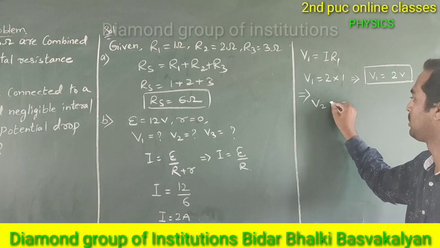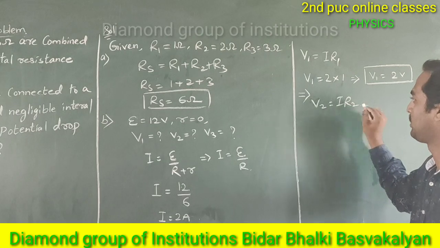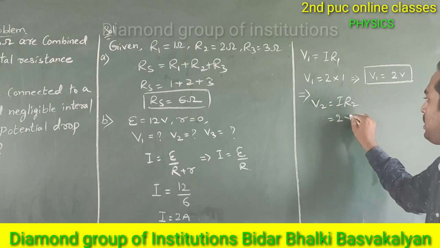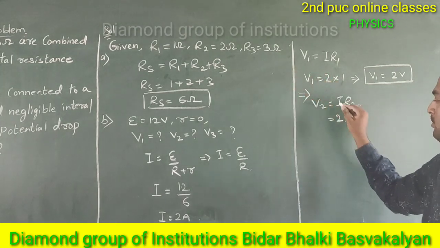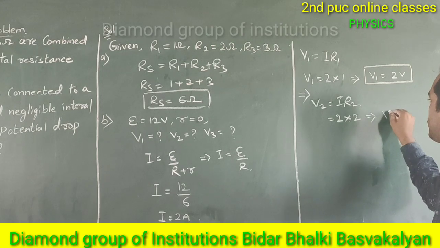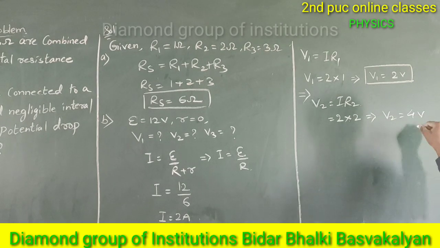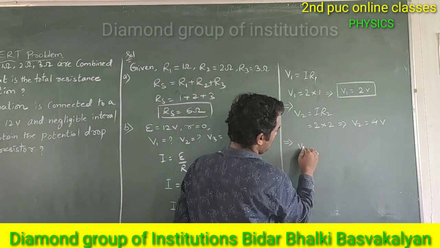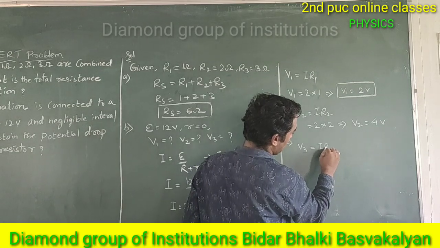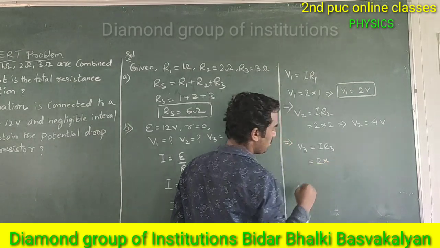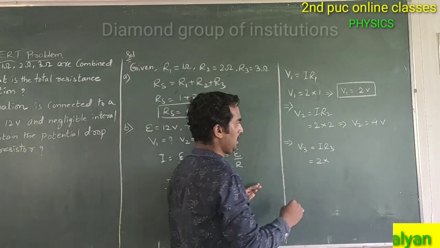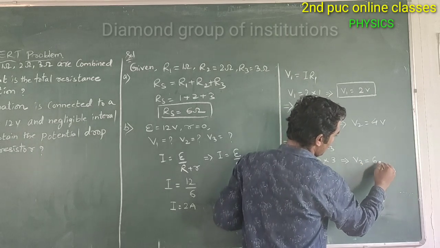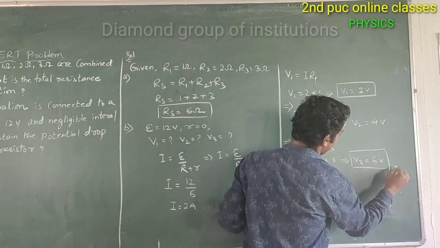Similarly, V2 = I × R2. What is the I value? Again 2 ampere, and R2 value is 2, which implies V2 equals 2 × 4 = 8... So find the potential, that is V3 = I × R3, 2 into, what is the R3 value here? 3. So what is the answer? V3 equals 6 ohm.